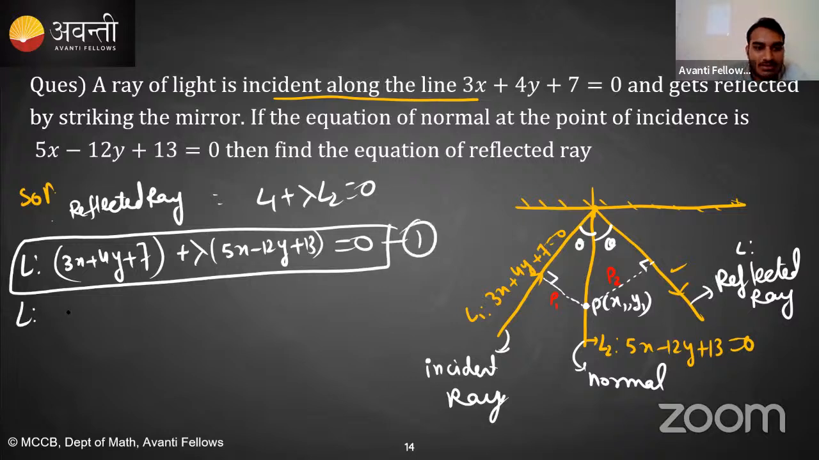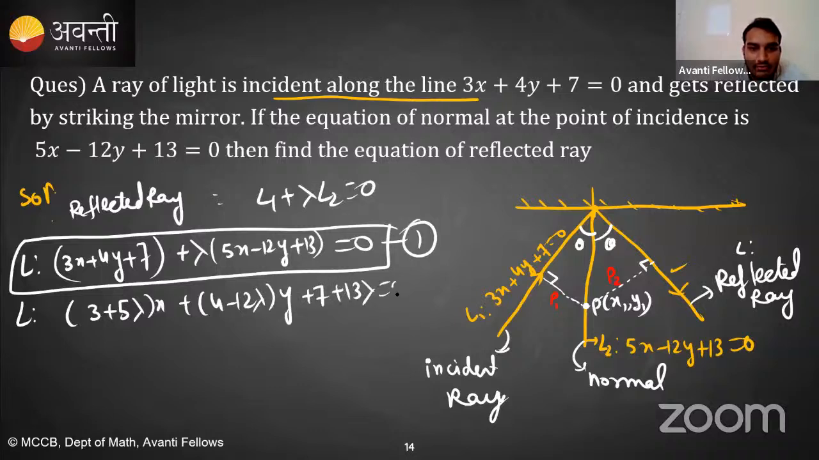इसको थोड़ा तमीज से लिख लेते हैं. What is this? 3 plus 5 lambda into x plus 4 minus 12 lambda into y plus 7 plus 13 lambda is equal to 0. Okay. इसको मैं equation 2 बोल देता हूँ. Is this clear so far? Is this clear? चलो. So now student tell me.